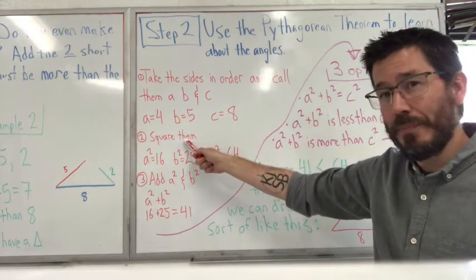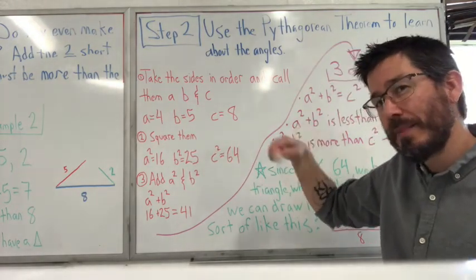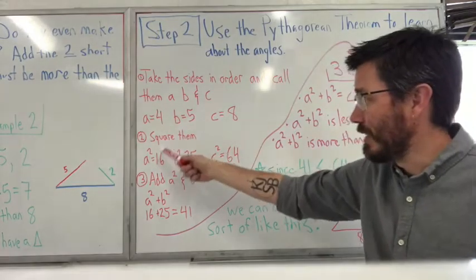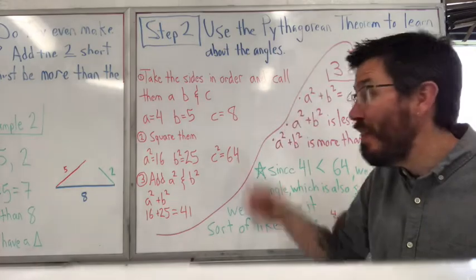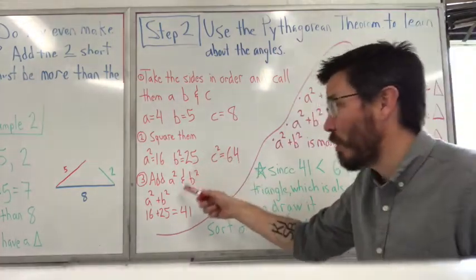Then we're going to square them. What does square mean? Remember, it means the number times itself. So 4 squared is 16, 5 squared is 25, 8 squared is 64. Then we're going to add a squared plus b squared.